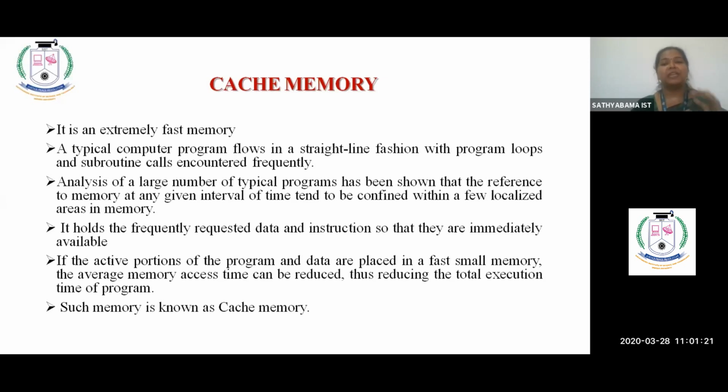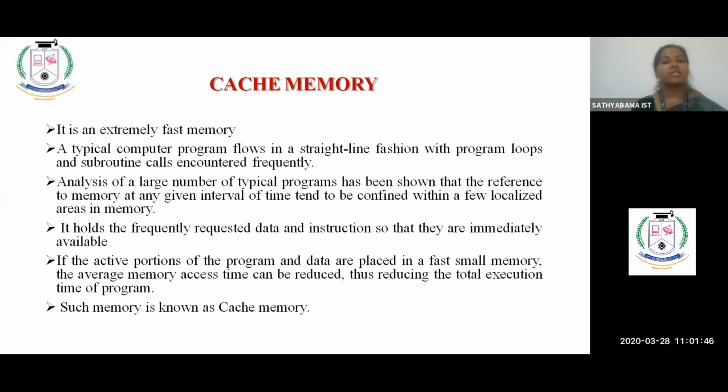So this cache memory exactly behaves as a buffer between RAM as well as the CPU. When you look into the uses of cache memory, it holds the frequently requested data and instructions so that they are immediately available to the CPU, so that the access time for the data will be drastically reduced.